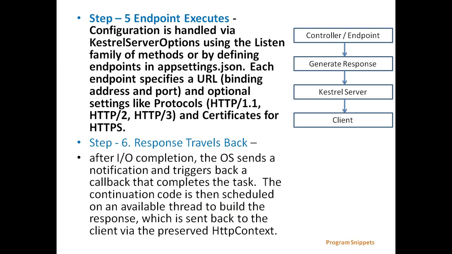At step 5, the endpoint is executed. Here configuration is handled via Kestrel server options using the Listen family of methods or by defining endpoints in appsettings.json. Each endpoint specifies a URL and optional settings like protocols and certificates for HTTPS. After this, the response travels back to the client.